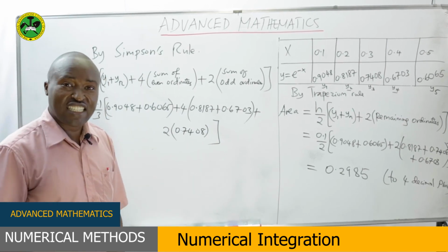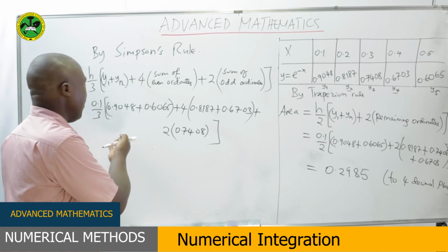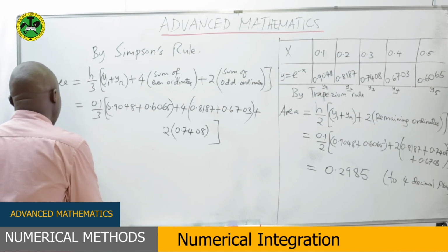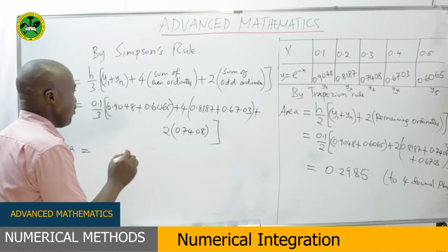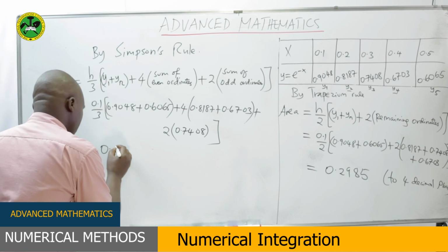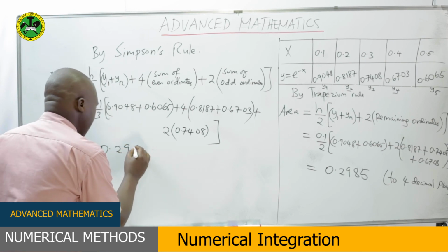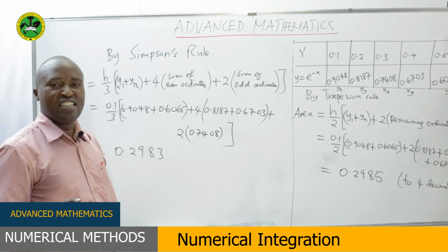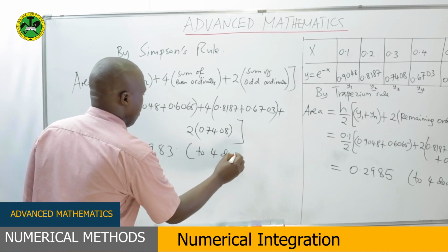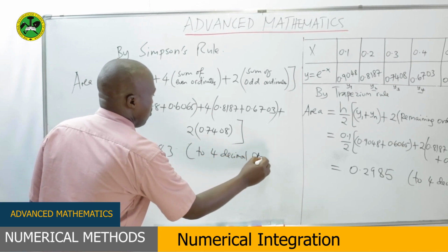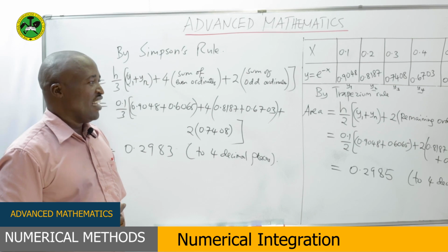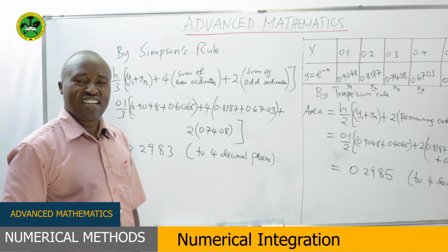So it's just a matter now of taking your calculator and finding the final answer. So what is the final answer according to Simpson's rule? So now the area of the curve will be equal to 0.2983. Again, we maintain the number of decimal places, that is 4 decimal places. So my dear student, I think you are enjoying the lesson. Let us proceed with the second review question.